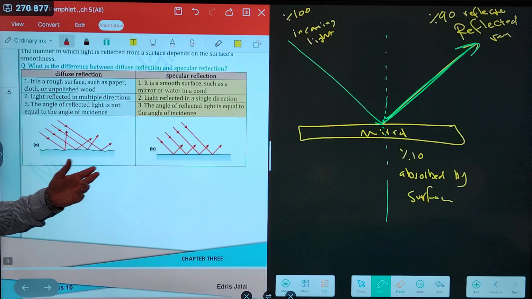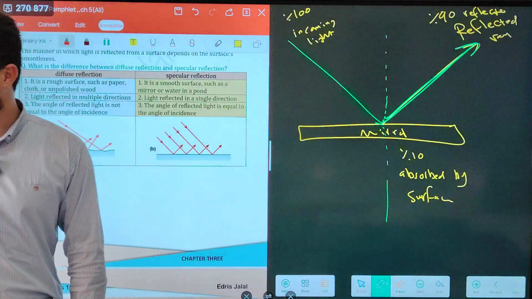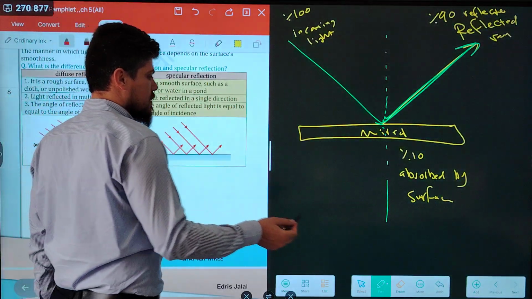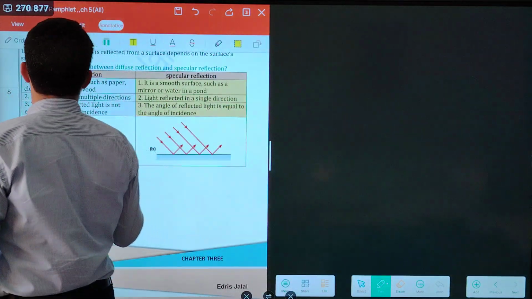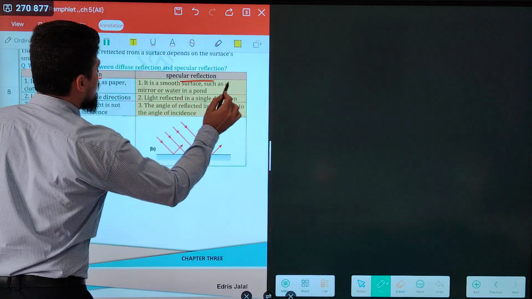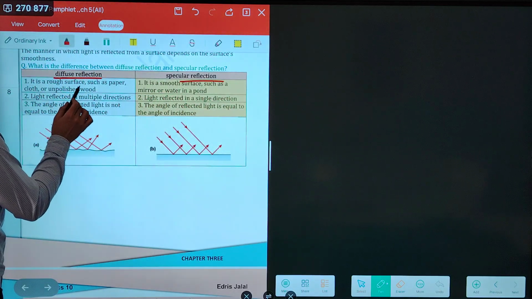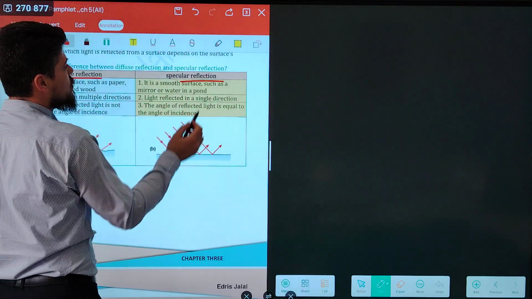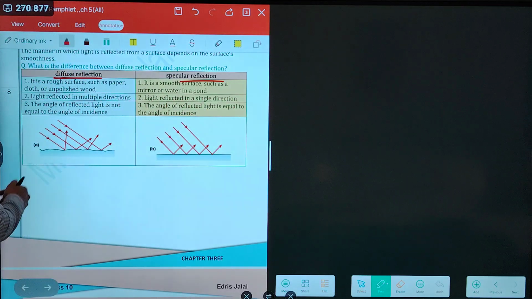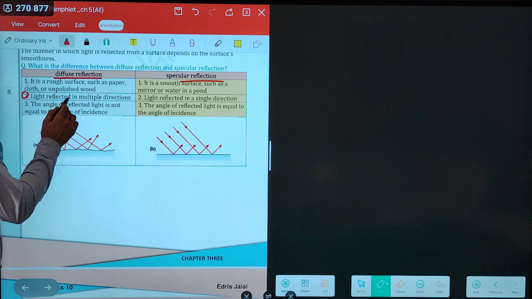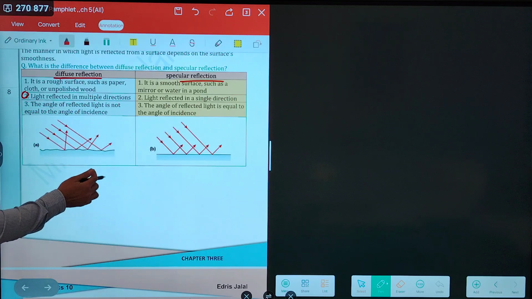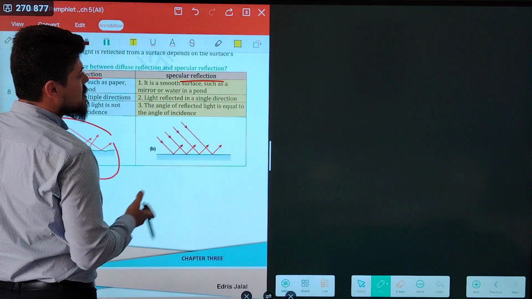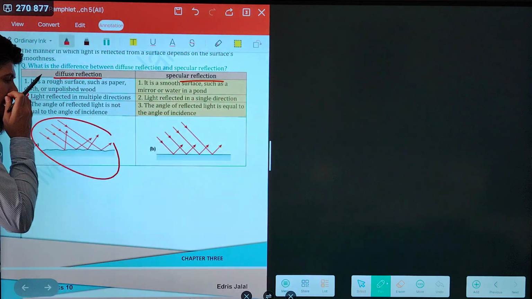We have two different types of reflection: reflection of light on a smooth surface and reflection of light on a rough surface. These are diffuse reflection and specular reflection. Diffuse reflection happens on a rough surface such as paper, clothes, or unpolished wood. Specular reflection happens on a smooth surface such as a mirror or water in a pond. In diffuse reflection, light is reflected in multiple different directions. But in specular reflection, the light reflects in a single direction. All of them have the same angle.